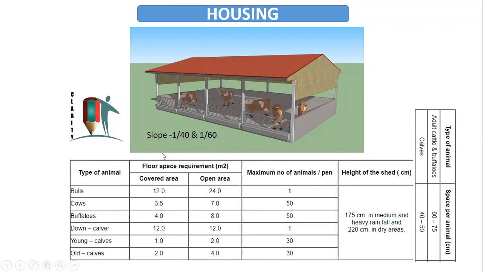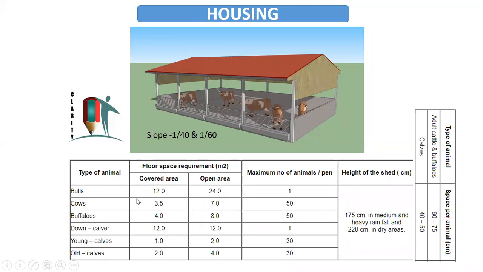Coming to the slope, the slope where the animal is standing should be 1/40. Okay, and the slope where you are feeding the animal should be 1/60. So these things you need to remember. And this type of space, see, for adult cattle and buffaloes, it is 60 to 75 centimeter space per animal. This is given in terms of length, and that is given in terms of area. You can remember both, but more important is this space area.